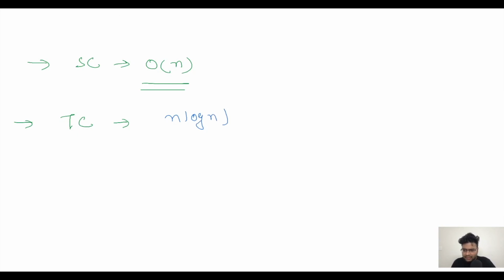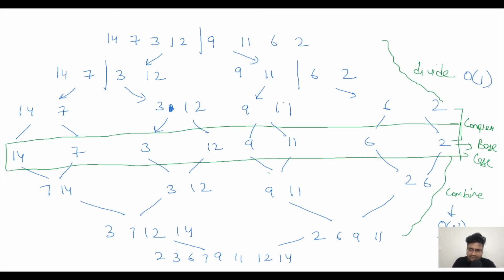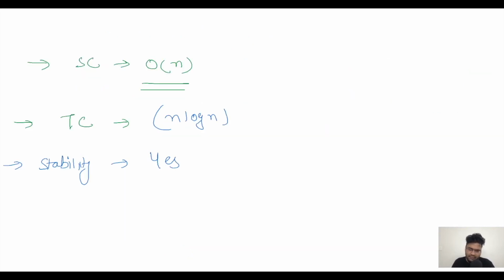Now what about the stability here? This algorithm will be stable in nature. Why is it stable? Because if we see here, any particular element which is coming before this 3 will be going into the left hand side bucket, right? So this will be stable in nature, and this is obviously not in place because we have a space complexity of O of n.